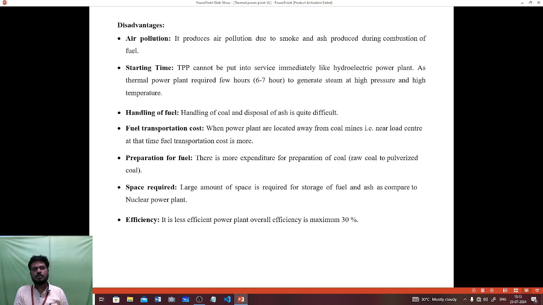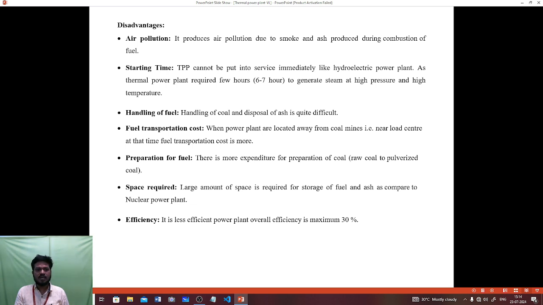Now we are going to see the disadvantages of a thermal power plant. Air pollution: it produces air pollution due to smoke and ash produced during the combustion of fuel. Next one, starting time: a thermal power plant cannot be put into service immediately like a hydroelectric power plant, as it requires 6 to 7 hours to generate high pressure and high temperature steam.